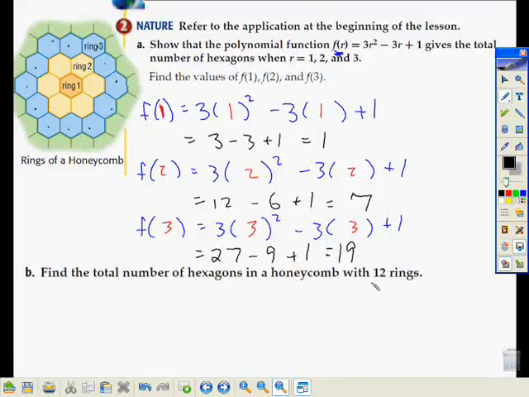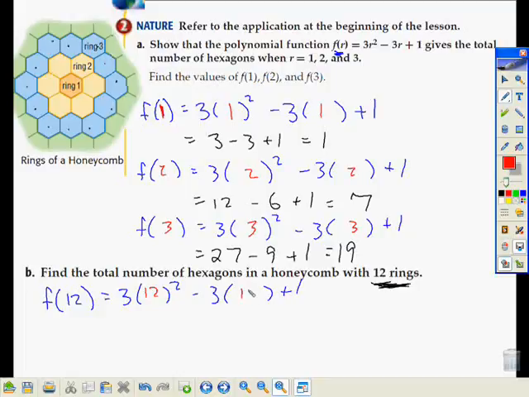Okay, now this is really nice when we have a really huge one, like we wanted this to have 12 rings, so we're going to plug a 12 into here. And this is going to give us 432 minus 36 plus 1, or 397 of these little hexagons if we had 12 rings going around.